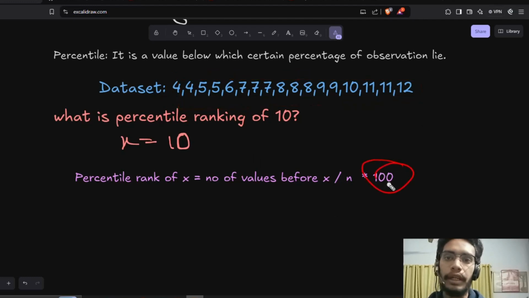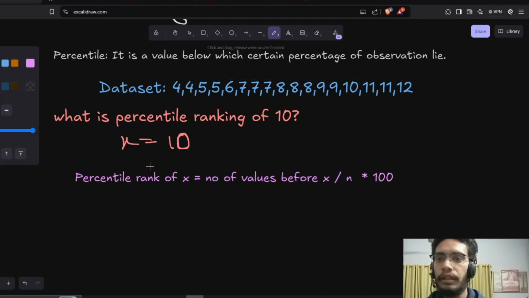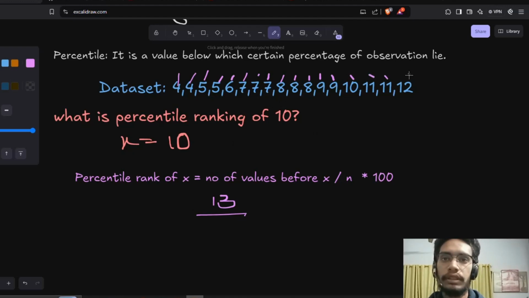And then we'll multiply by 100. So what will be our calculation? The total number of values before x. You can count it: 1, 2, 3, 4, 5, 6, 7, 8, 9, 10, 11, 12, 13. So there are a total of 13 values present. And the total number of observations is 14, 15, 16, 17. So the total number of observations is 17.